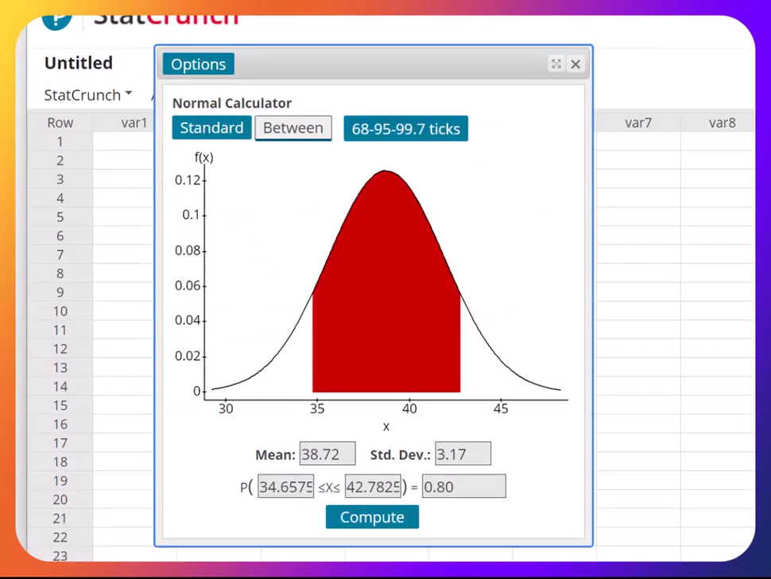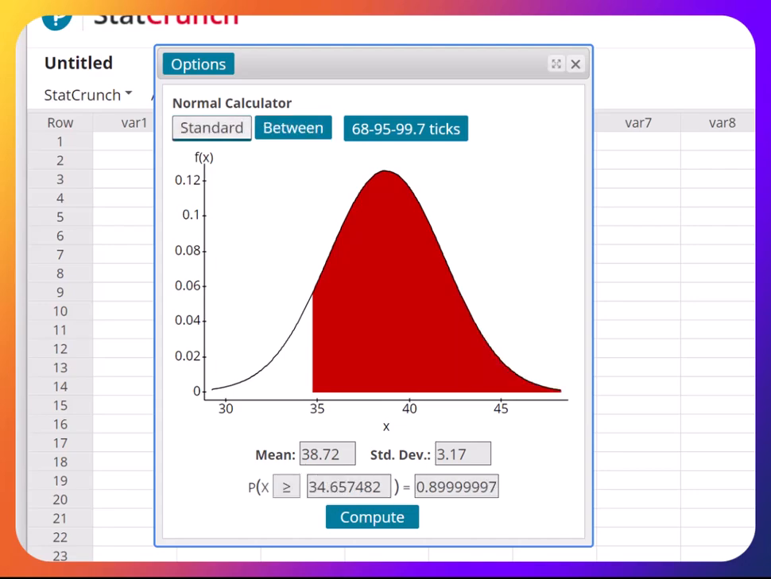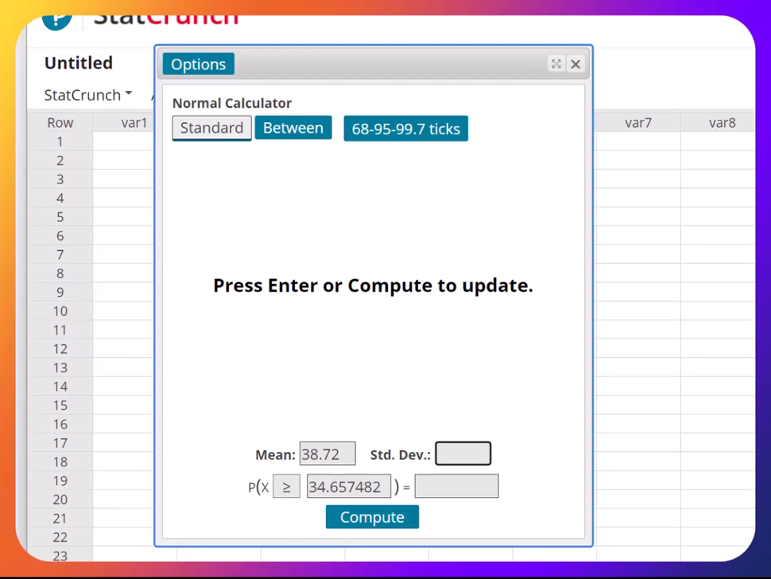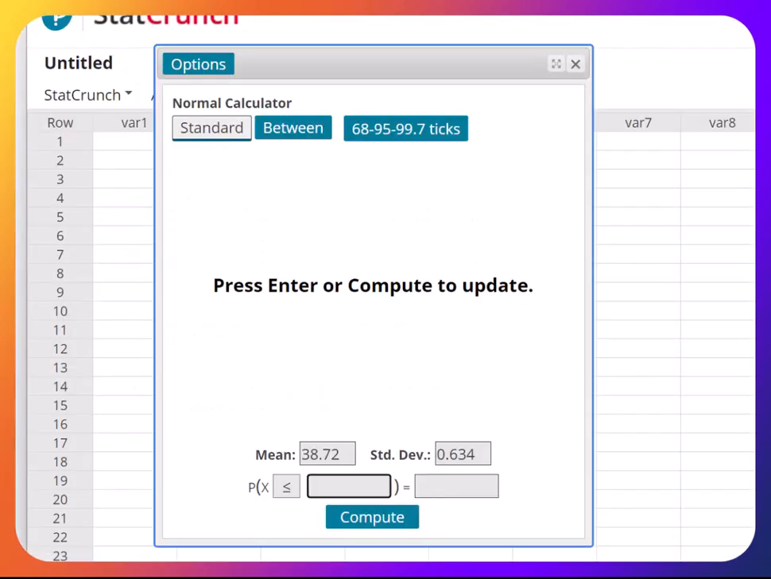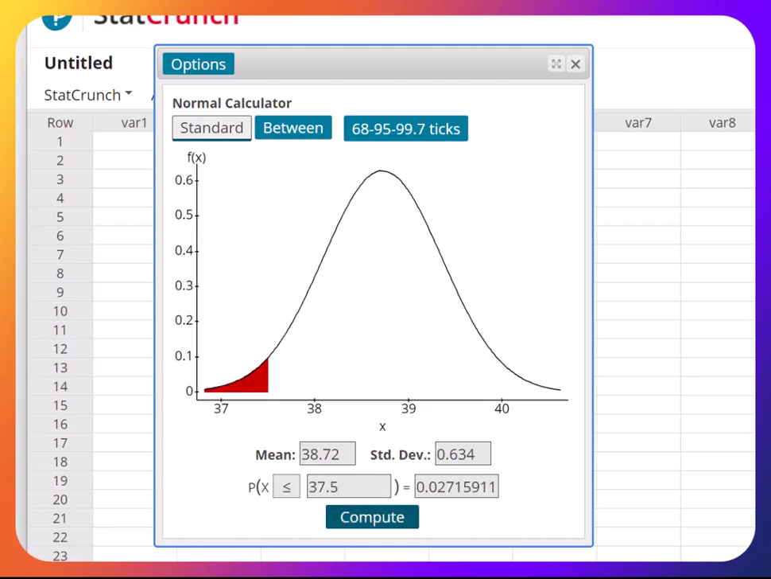Okay, let's go to StatCrunch. We need to go to standard. Okay, you need to change this, guys. Whatever standard deviation I got, which is 0.634, and then change this to less than, and I forgot, less than what? 37.5. Just put 37.5 right here. Compute, and here you go. The answer is 0.0272.